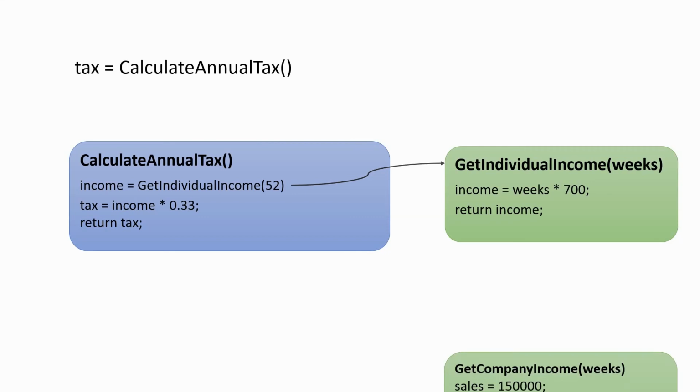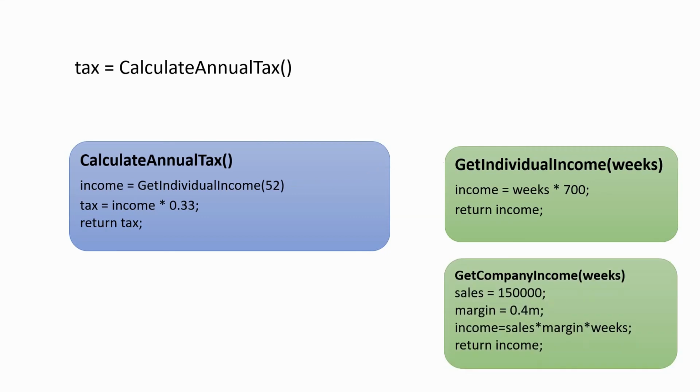So this all works as you might expect, but what if you wanted to have the same calculate annual tax method work for both individual people and for companies? So we have a get company income method here, and it also accepts weeks. It also returns the amount of income that would be generated over those same number of weeks. But the calculate annual tax method calls get individual income, not get company income. Is there any way we could use that same method to call the get company income?